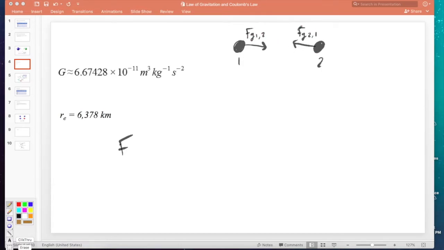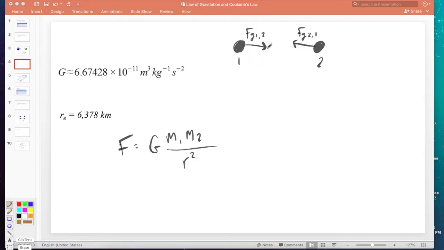And those forces are equal to each other, and they equal big G, my proportionality constant, times the two masses multiplied together. So the force due to gravity is directly proportional to the mass, and inversely proportional to the square of the distance between them.